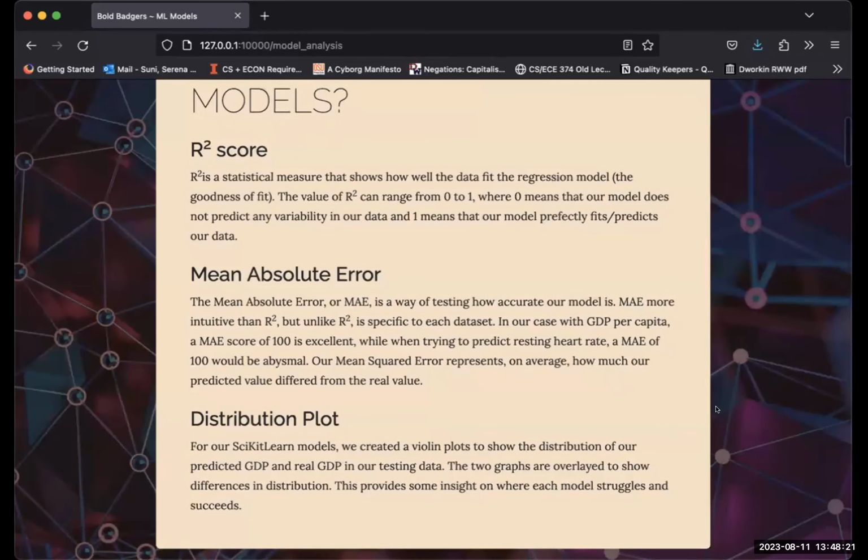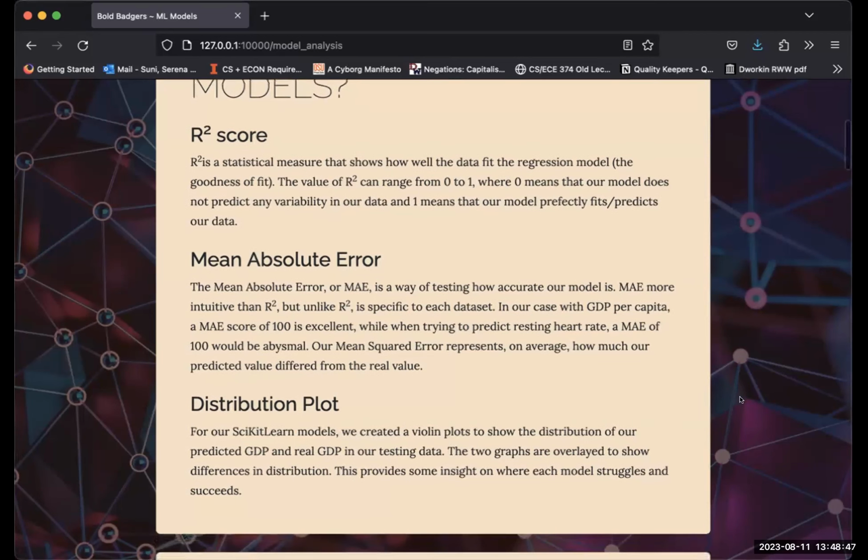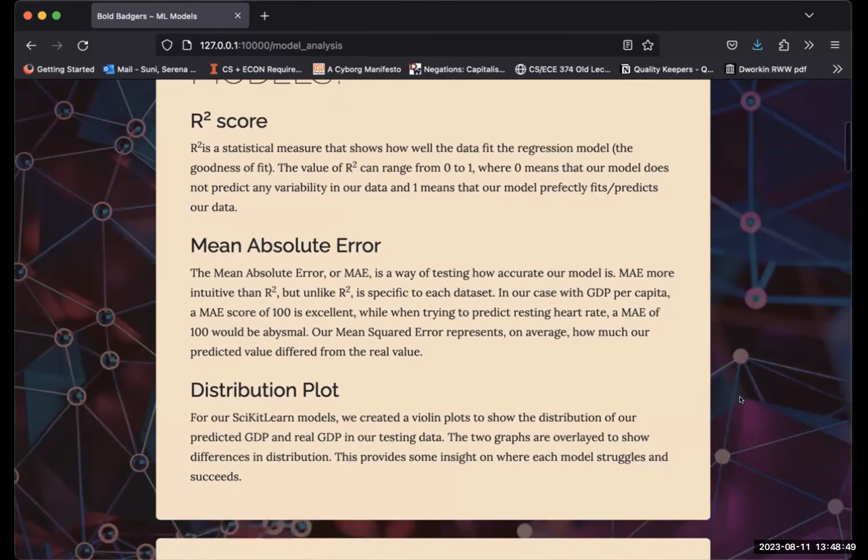So for the other, we have MAE, mean absolute error, and it's a way of testing how accurate your model is. It's a lot more intuitive than R-squared, but unlike R-squared, the values you get from mean absolute error can vary from dataset to dataset. In our case with GDP per capita, an MAE score of 100 would be amazing. But if we try to predict resting heart rates, 100 would just be horrible. Now, our mean absolute error represents on average how much the predicted value differs from the real value.